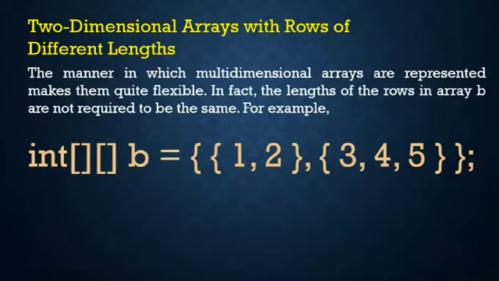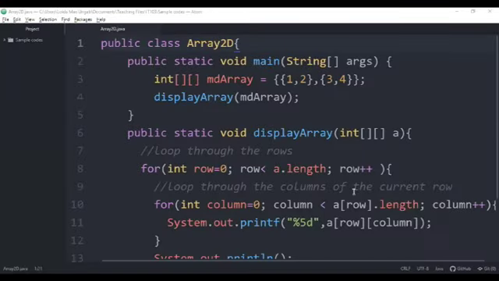Okay, so for this example, we still initialize values. We have two rows. For the first row, we have two columns, and for the second row, we have three columns. So here we have three values. Let's try it in our code to see if it still displays. We will just change this: 1, 2, 3, 4, 3, 4, 5. So we have two columns in the first row and three columns in the second row.